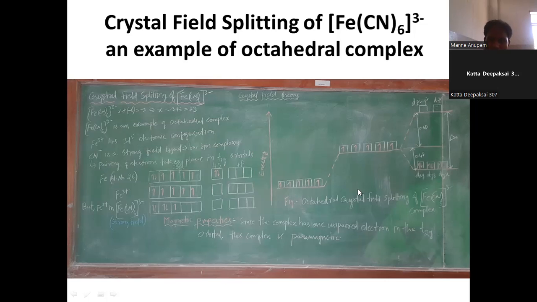We can see here the crystal field splitting of octahedral [Fe(CN)6]3-. Initially, the ligands are approaching. When ligands are approaching, all orbitals increase in energy. When it forms the octahedral complex, the T2G orbitals come down and EG orbitals go up, and all electrons get filled in the T2G orbitals, because this splitting energy is more. That's why all electrons are filled in T2G orbitals.